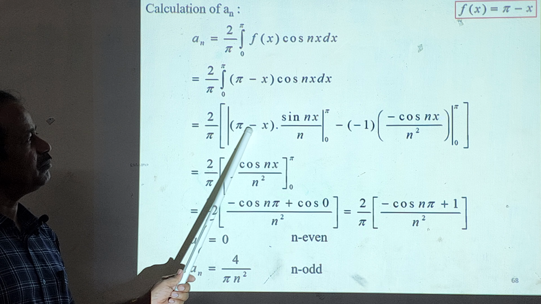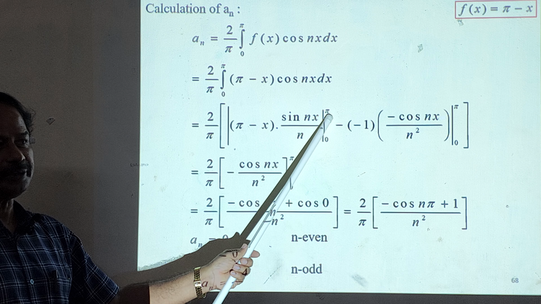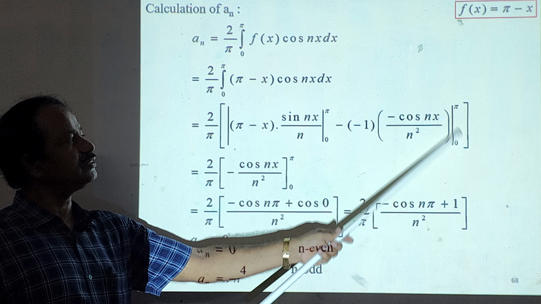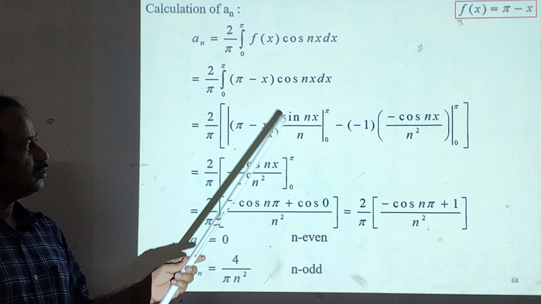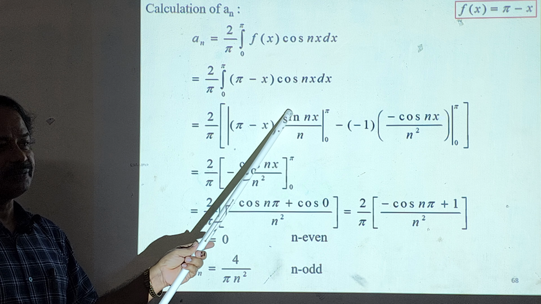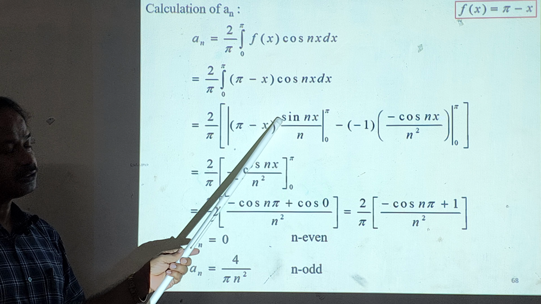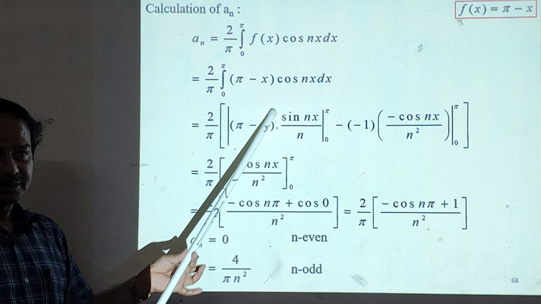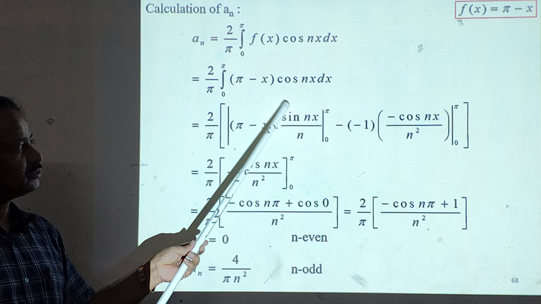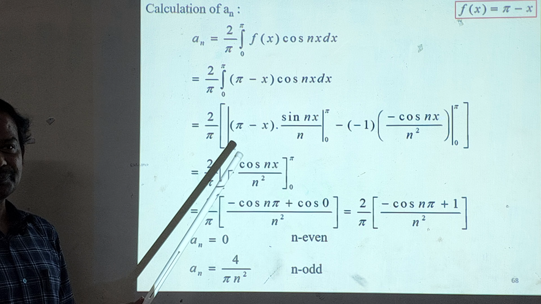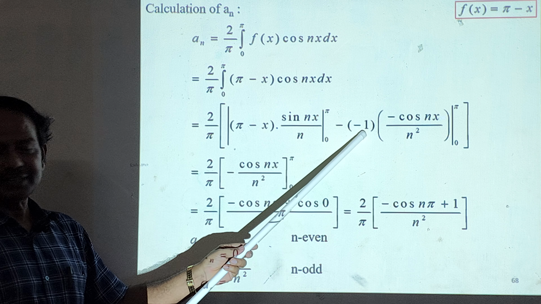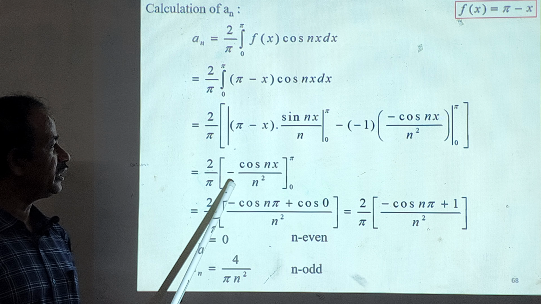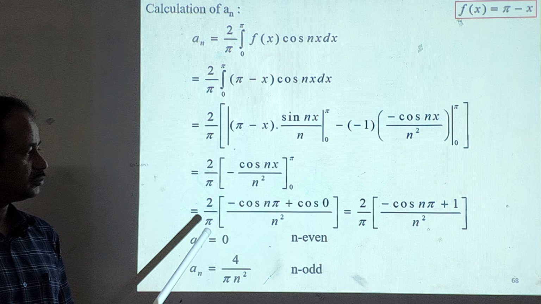So you have pi minus x sin nx, 0 to pi. You have minus of minus 1 cos nx by n square, 0 to pi. Substituting the upper limit will give you 0. Substituting the lower limit also will give you 0. Sin pi is 0, sin 0 is 0. You have to substitute the upper limit and lower limit, so both become 0. Now minus plus, that will give you minus. So minus cos nx by n square, 0 to pi.